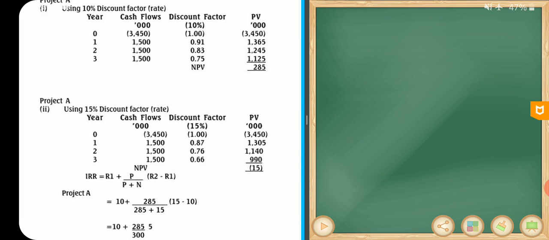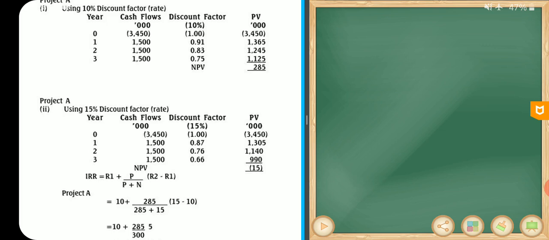And our formula is R1 plus P(R2 minus R1) all over P plus N. And our R1 is our positive rate. What is the rate that we used that gave us positive NPV? Looking at this, you can see that it was 10% we used that gave us positive NPV. That is why they wrote 10 here. Then plus our P. Our P is our positive NPV. What's our positive NPV? 285. Open bracket. Our R2, and our R2 is our negative rate. What rate did you use to give you negative NPV, which is 15%? 15%, not 15 naira. It's the 15% that you got.